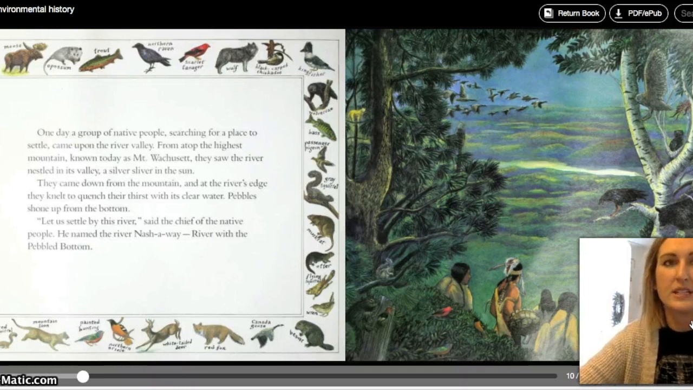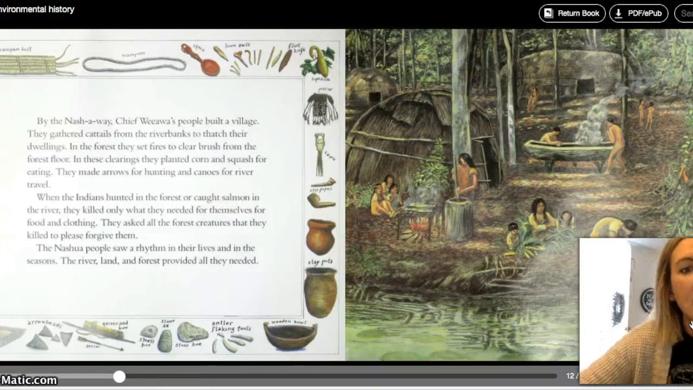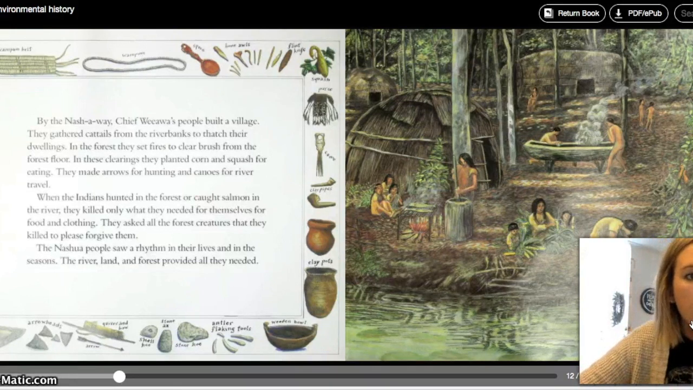I wonder why this tribe is deciding to settle along this river. Let's see what the river has to offer them. By the Nashaway, Chief Wiowa's people built a village. They gathered cattails from the riverbanks to thatch their dwellings. You can see their houses in the background there. In the forest, they set fires to clear brush from the forest floor so they could clear space. In these clearings, they planted corn and squash for eating. They made arrows for hunting and canoes for river travel.